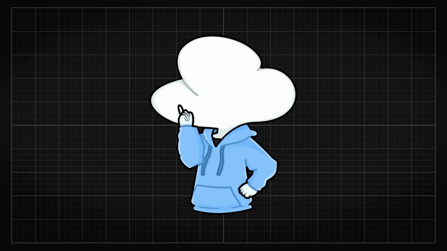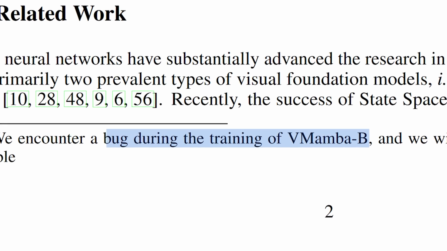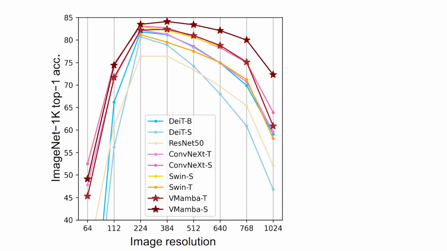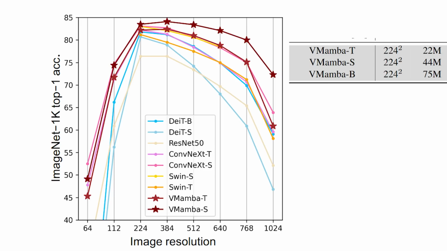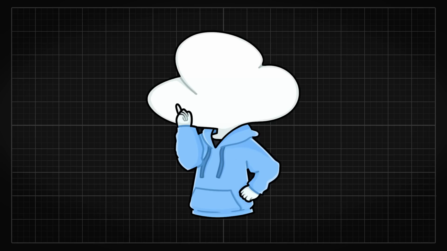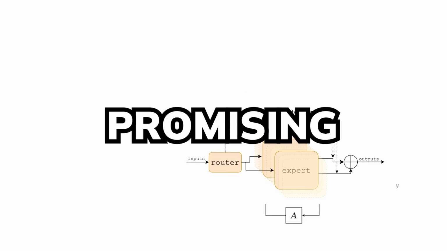However, they did state that the 40 million parameters VMamba model encountered some errors during training, so all hopes might not be lost yet. This research also did prove that VMamba may be the best in high resolution classification for its weight class, so the future of Mamba might still be bright in the vision side. But what's even brighter is that mixture of experts being applied onto Mamba is as promising as ever.